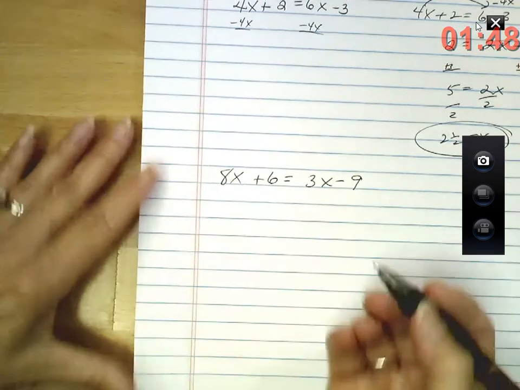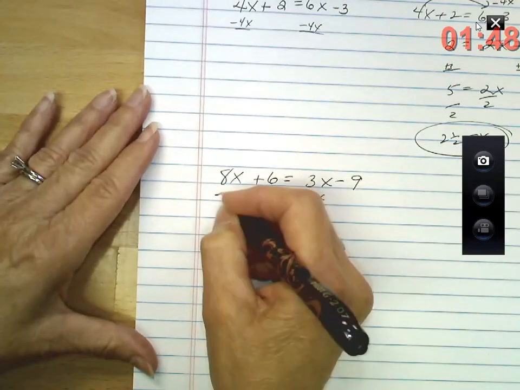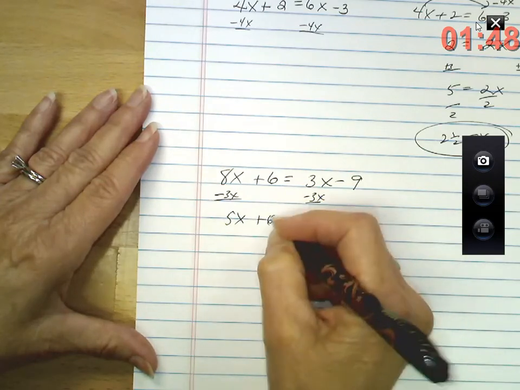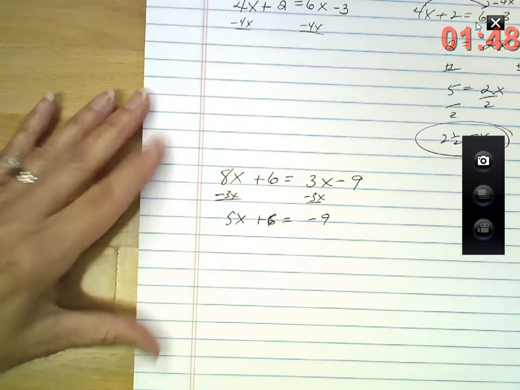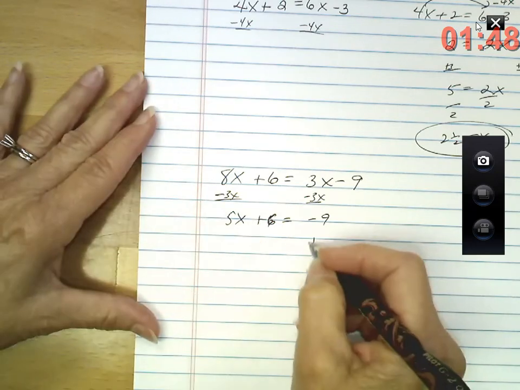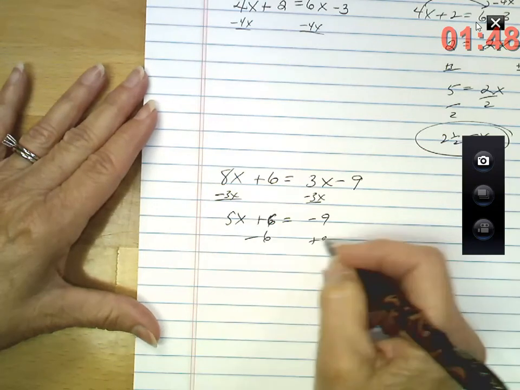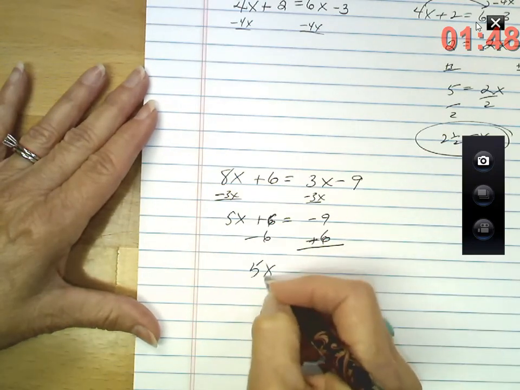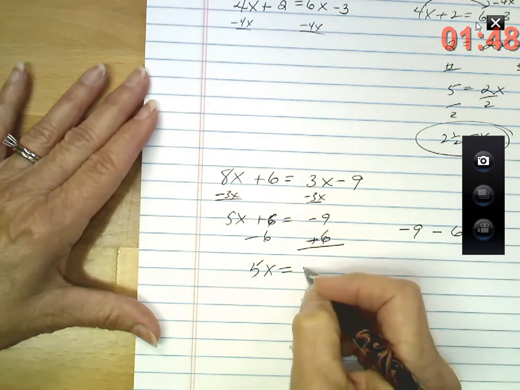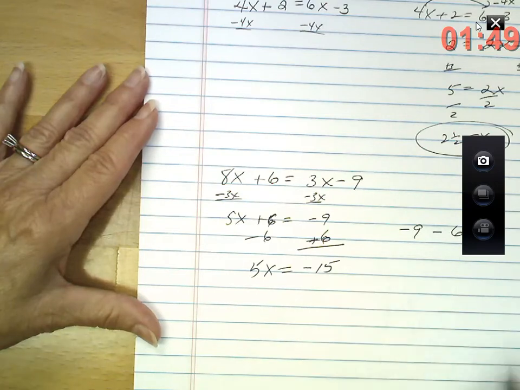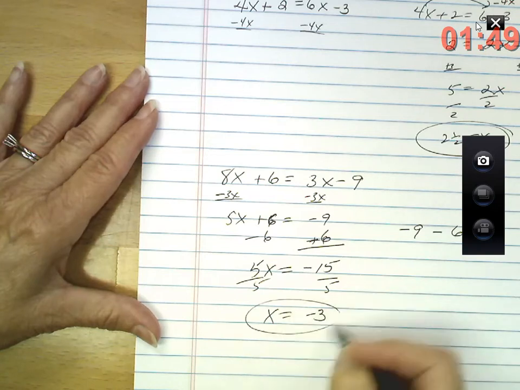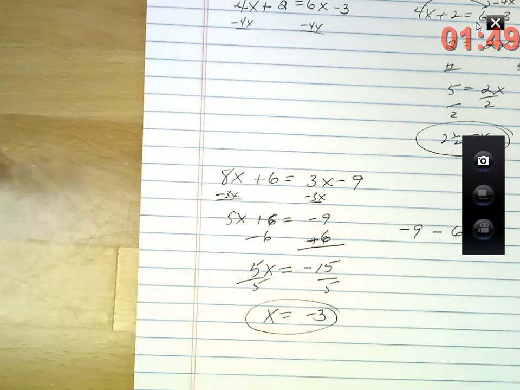Okay, so subtract 3x from both sides. 5x plus 6 equals negative 9. Raise your hand if you did that part. Then we subtract a 6. Now, here's where you might have a problem. Negative 9 minus 6 is negative 15. Divide through by 5, so x is negative 3. Okay, get it? Good.